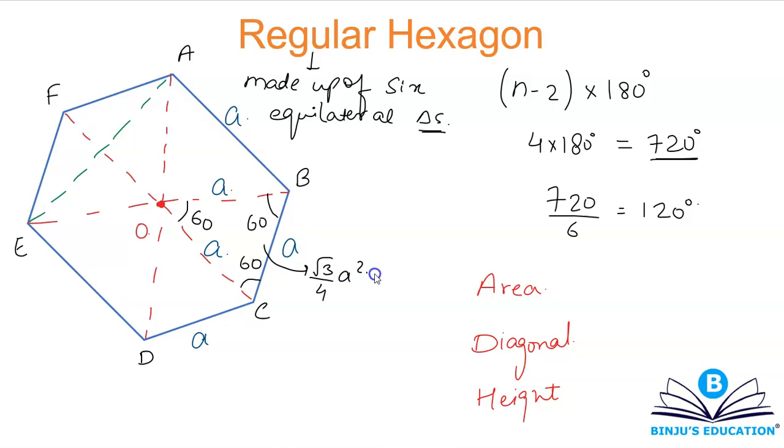Now a regular hexagon is made up of how many equilateral triangles? 6 equilateral triangles. So total area will simply become 6 into root 3 by 4 into A square. So if you simply know the side of a regular hexagon, then you can calculate the area using the formula 6 into root 3 by 4 into A square.